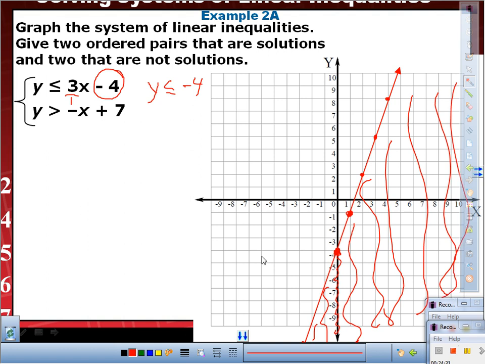So what do we know? That if I pick a point from this shaded region, it's a solution to that inequality. Is that correct? But now we have a system. Now we need to graph the other inequality. I'm going to switch to blue. Switch to your other color.